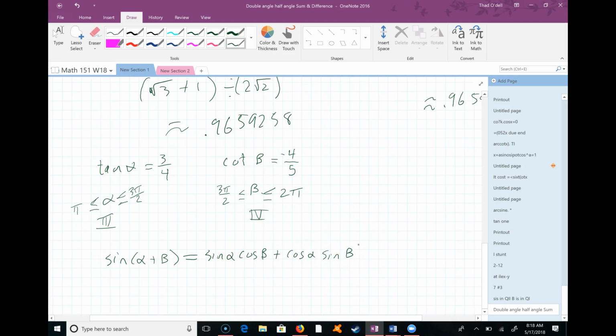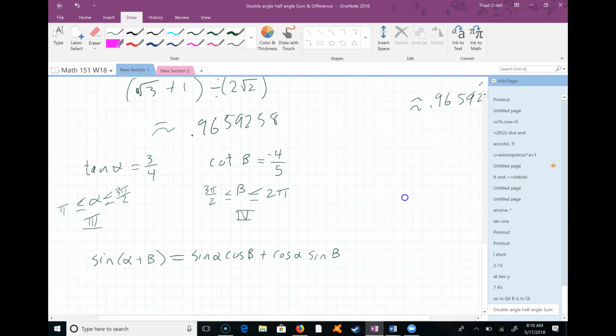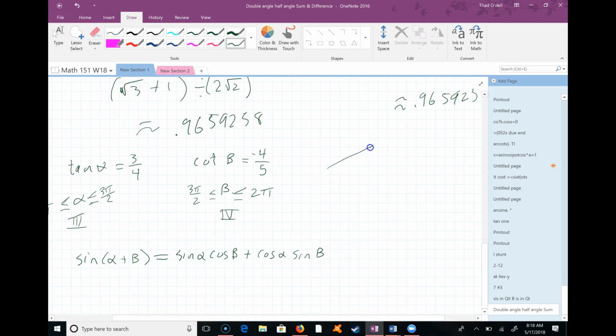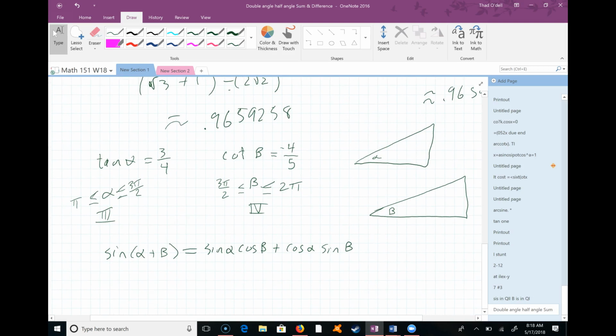Because I could possibly get some information about what the sine of alpha is, but never what the sine of alpha plus beta is. Because what you're going to do, if you remember we did this earlier in the year, is draw a triangle that represents the information that I know about alpha, and a different triangle that represents the information I know about beta. So in the alpha triangle, we know that tangent of alpha is 3/4, which means this would have to be 3 and that would have to be 4. And using the Pythagorean theorem, this would have to be 5.